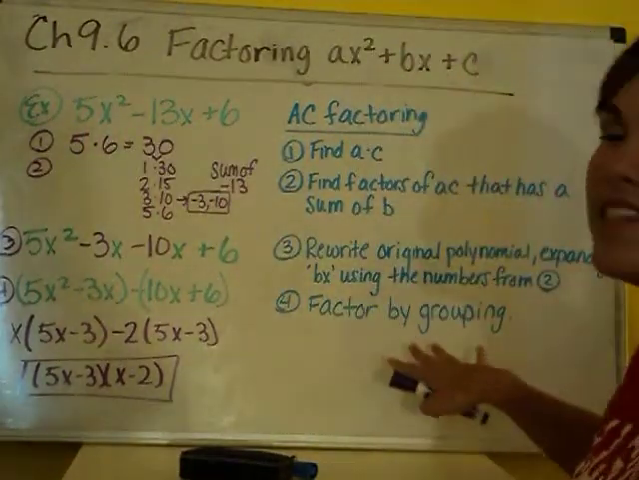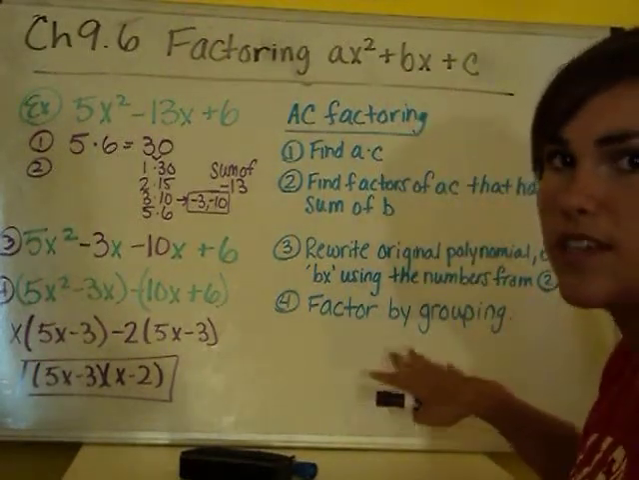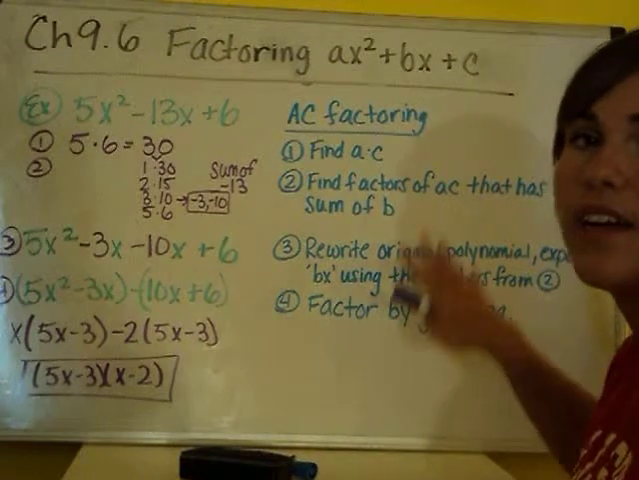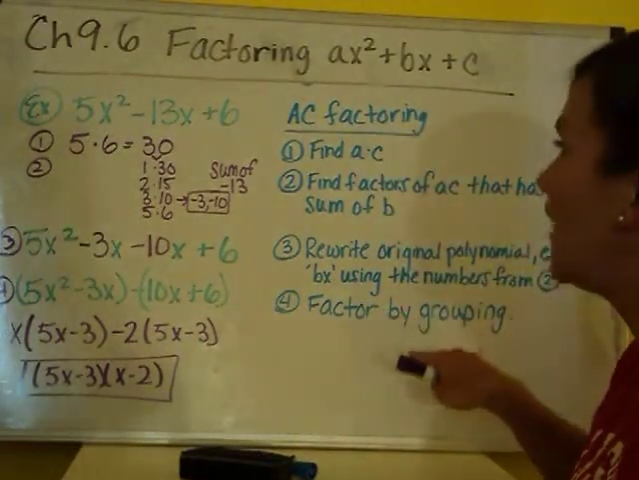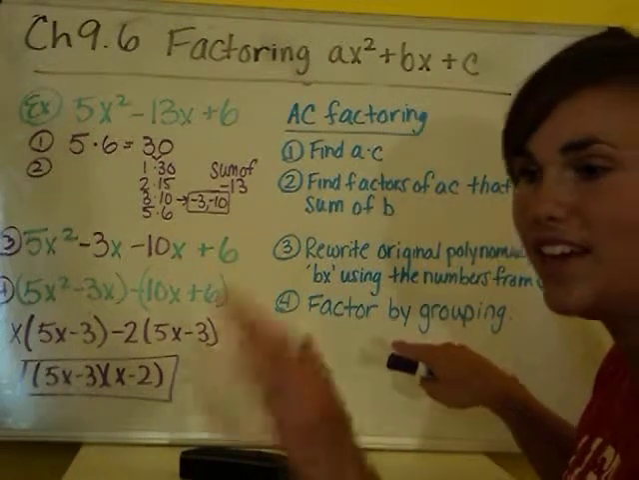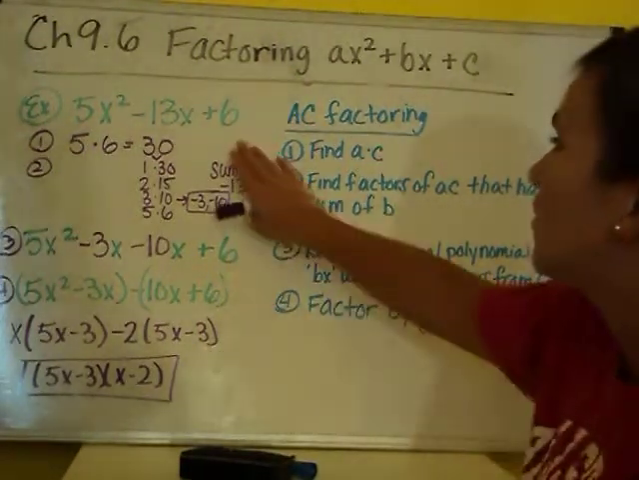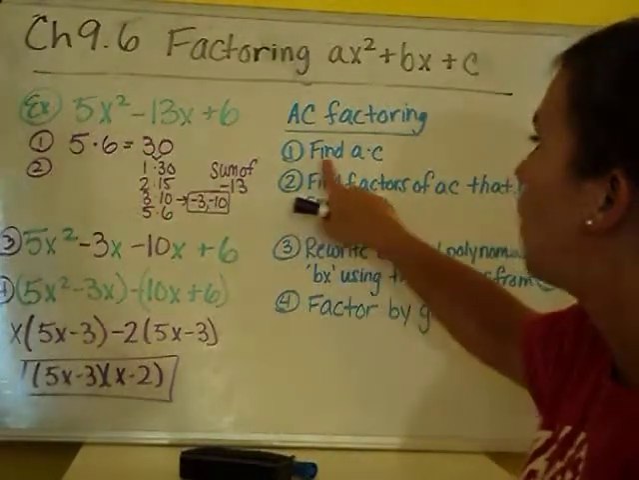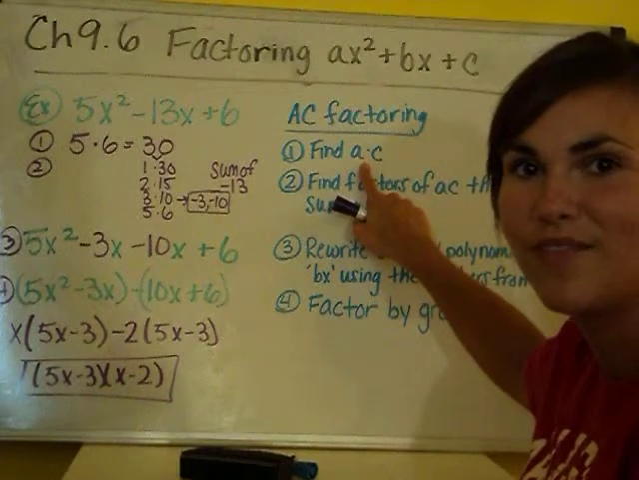Okay, here I have a step-by-step process. I want this in your notes because you're going to want to use this to help you with your homework and to help you during this chapter. Eventually you'll have this memorized, but right now get it in your notes and have it next to you when you do your homework in class. Okay? Alright, so we're given this polynomial. Step 1 is to find AC. A times C. That's why we call it AC factoring.